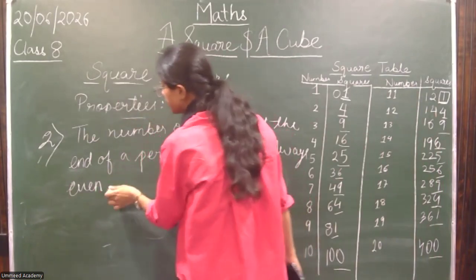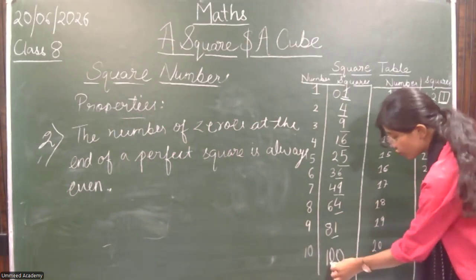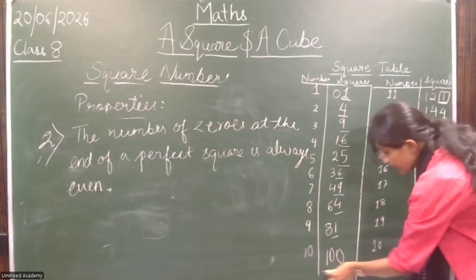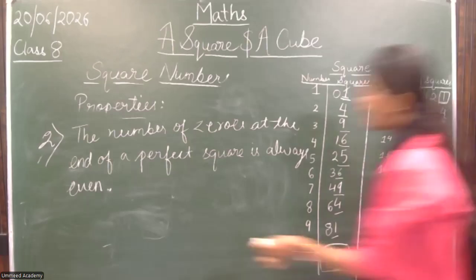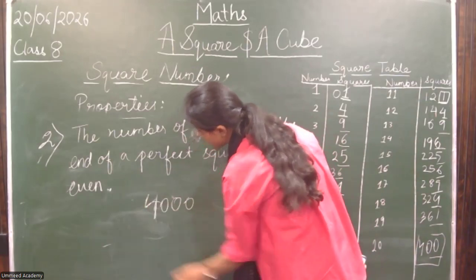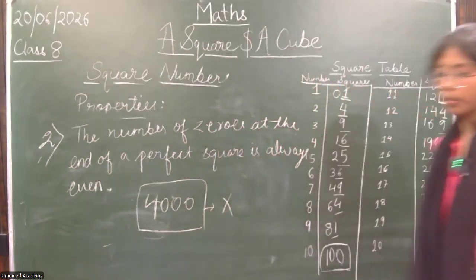So Pulkit, what do you understand by this? That if a number has, see, here we have two zeros. 2 is an even number. Is 2 an even number? Yes, ma'am. Yes. So we can say that these are perfect squares. But if we have 4,000, this cannot be a perfect square.